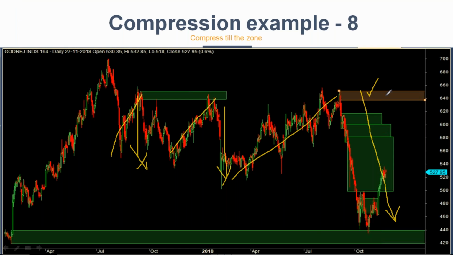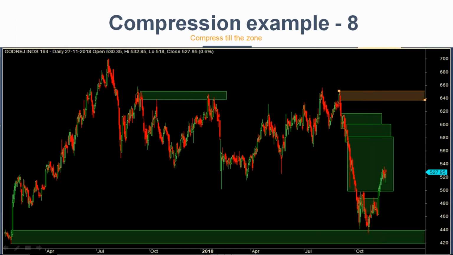So now look at the chart. Now forget zones. First look at only very good, very powerful compression. Just have a look at it. Identify what happens after compression. Don't worry about zones and all. Then we can do that marking to reach that level.